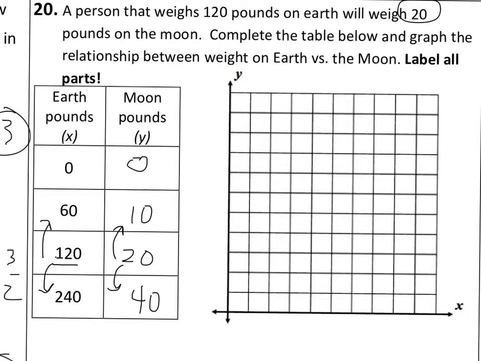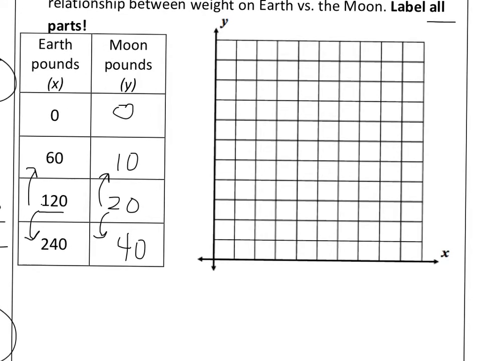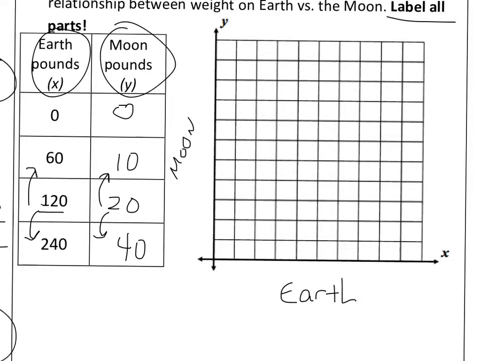It says label all parts of your graph. Earth is the x, so I find the x-axis and I label this Earth. And I know that the y-axis is the moon, so I'm going to label this moon.